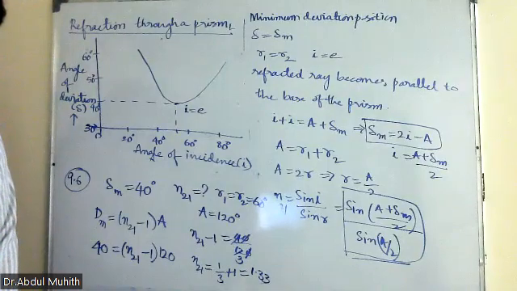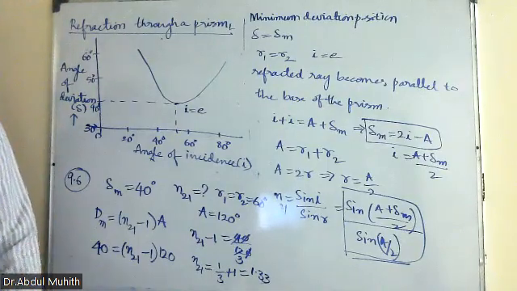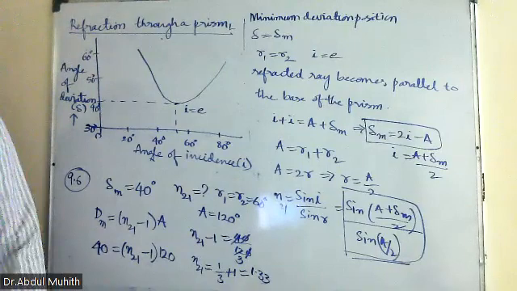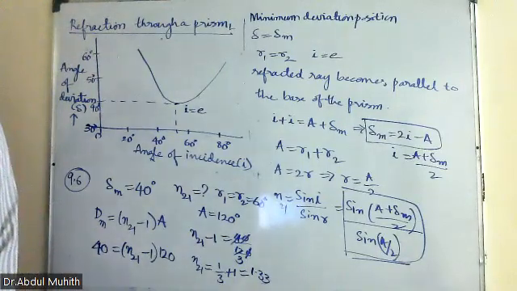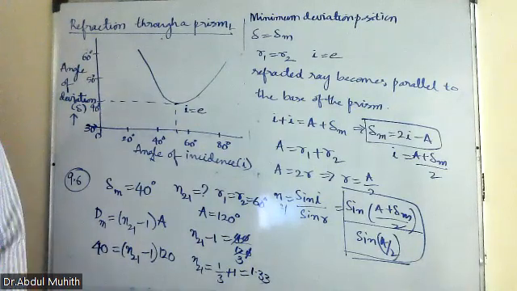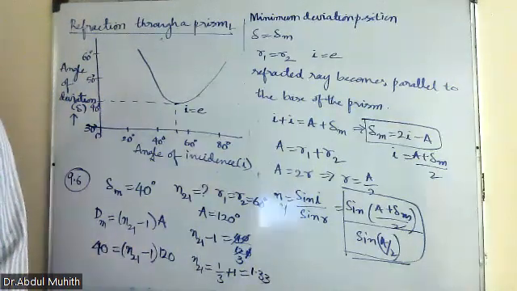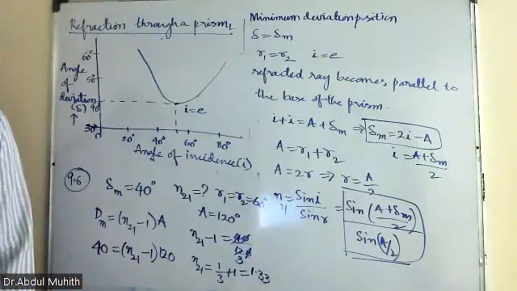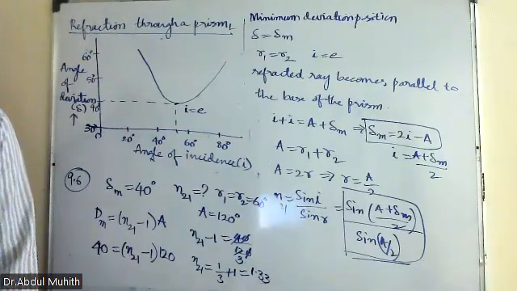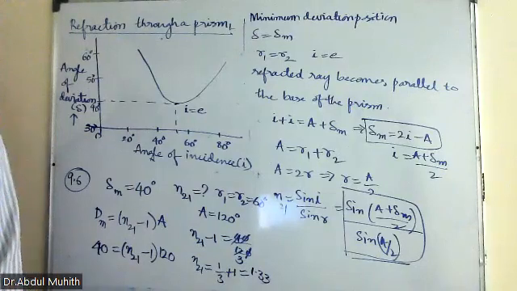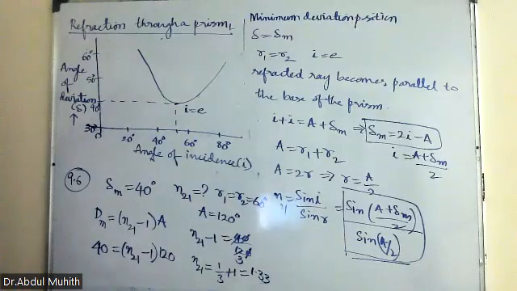Then for the second case, I think. Question 9.6. It is coming around, delta m is equal to 1.53, and A is the angle of the prism.